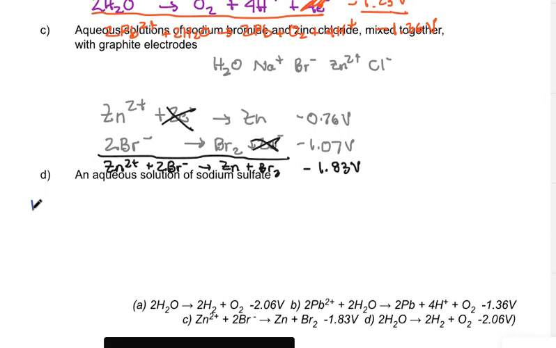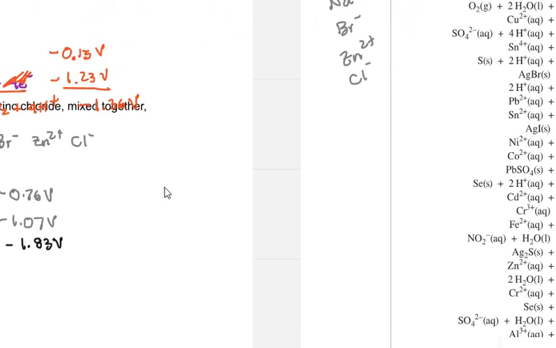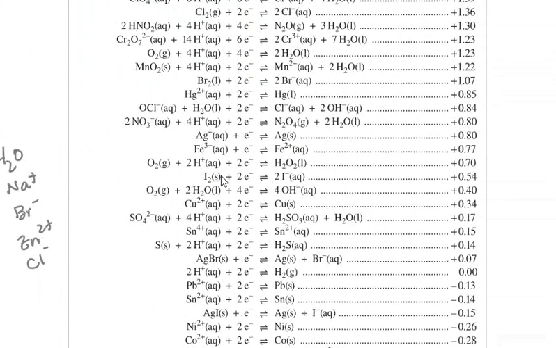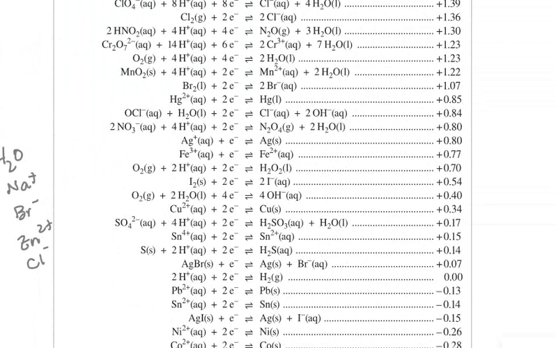Aqueous solution of sodium sulfate. So we have the aqueous thing, we have sodium ions and sulfate ions. Aqueous sodium sulfate. Okay. Go to our list. That gray is old stuff. Let's get that out of the way. Okay, so we have water, sodium, and sulfate.